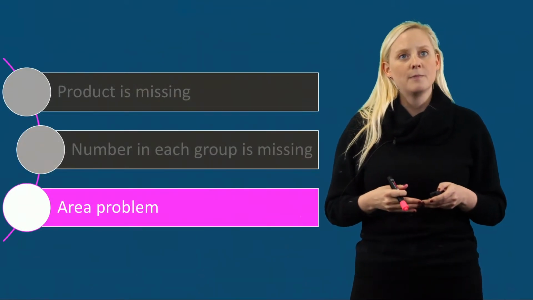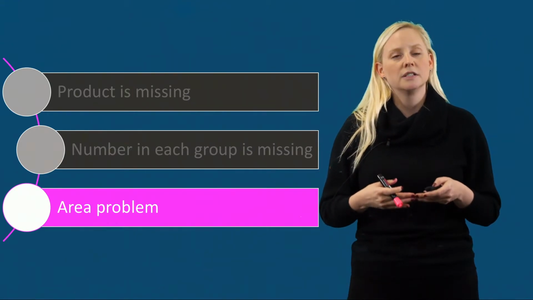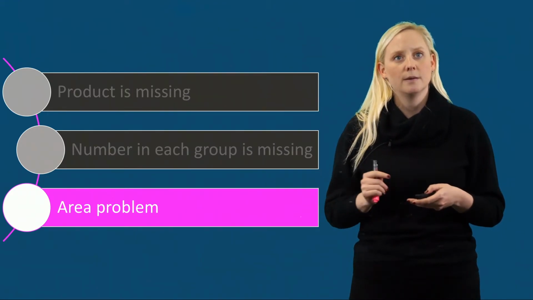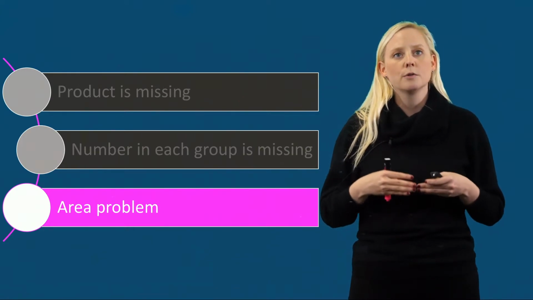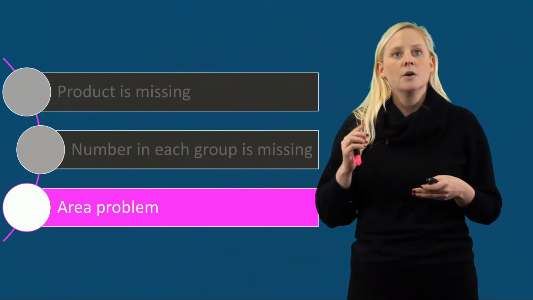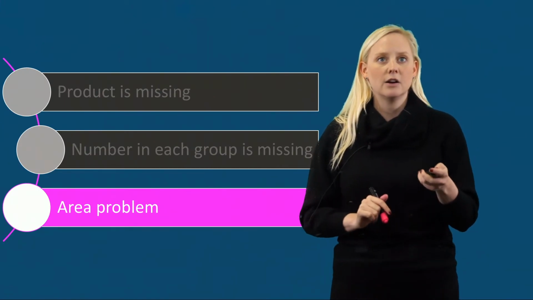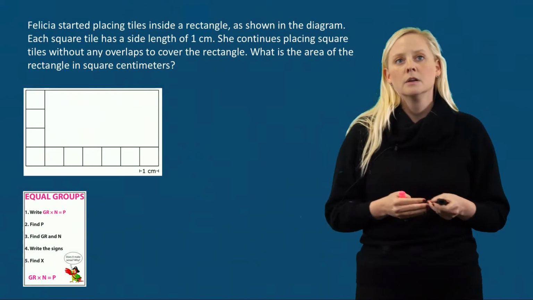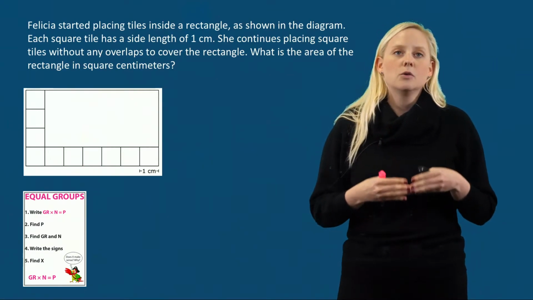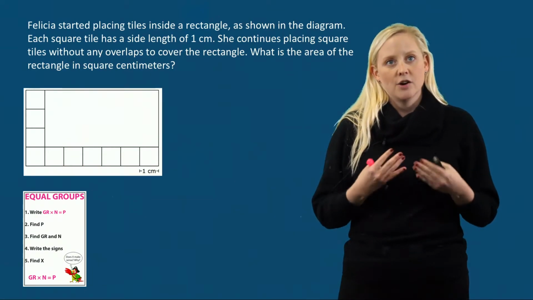The third type of equal groups problem that students encounter is what we like to call area problems. We've talked about equal groups problems where the product is missing. We've talked about equal groups problems where the number in each group is missing. And now we're going to look at an area problem, which is an equal groups problem.